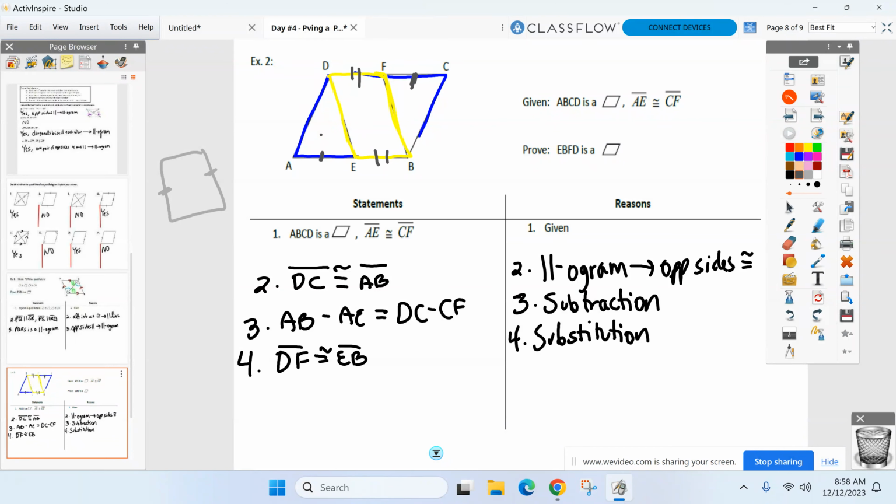All right, so how in the world am I going to work this magic to get DF and EB parallel? I'm going to show you a new fact that you can use going forward. We said in step 2, DC and AB were congruent. They're also not only congruent, but also parallel. Let's write that down in step 5: DC is also parallel to AB. Parallelogram implies opposite sides parallel.